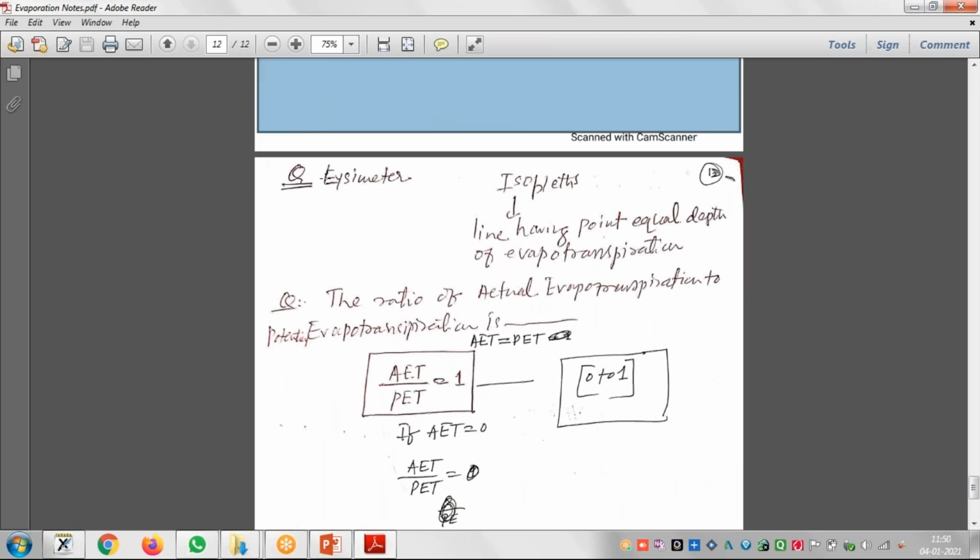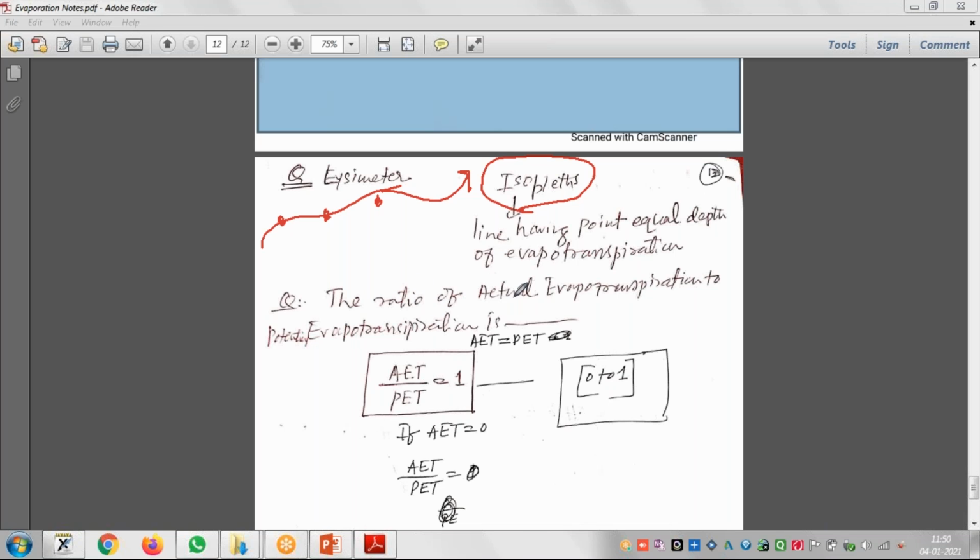Now some objective type questions are here. One is isoplate. What is the definition? The line having points of equal depth of evapotranspiration. Suppose evapotranspiration has some value here, the same value here, and the same value here. When we join these values by a line, this line is called an isoplate.